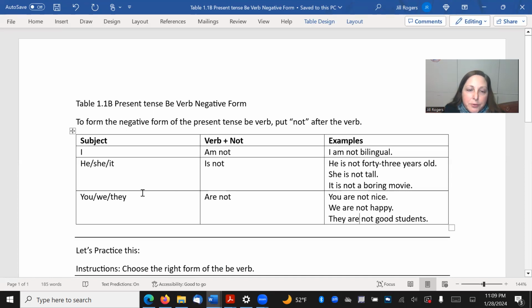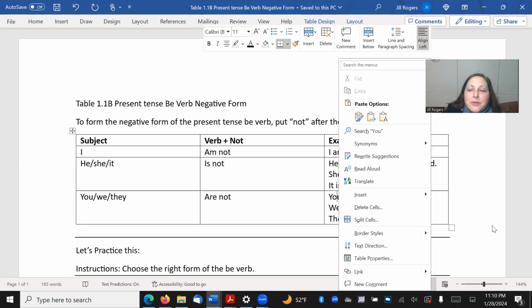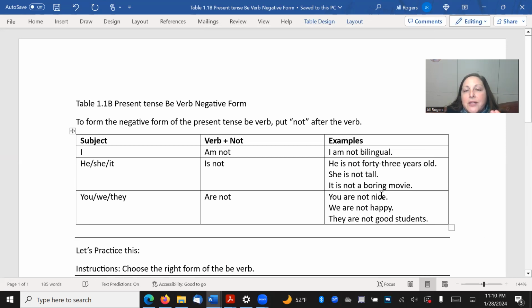Now here we go with the plural form of the verb. It goes with you. So here's our example. You are not. Your sentence is: You are not nice. Oh, you're nice. You're nice. But just as an example, you are not nice. It means this person is not nice. We are not. Example: We are not happy. And the last one is they are not. They are not good students. Okay, these aren't very nice examples, but they're just showing what these are in the negative form.